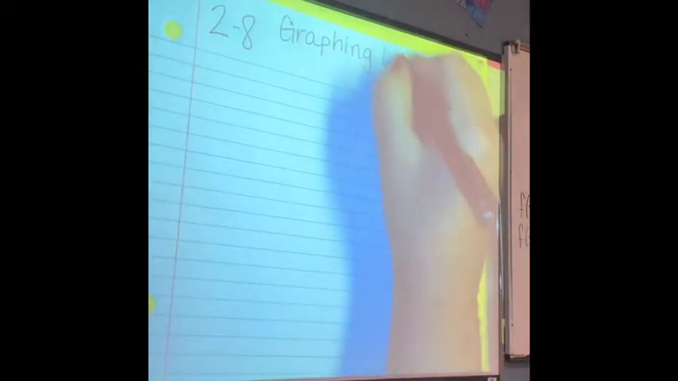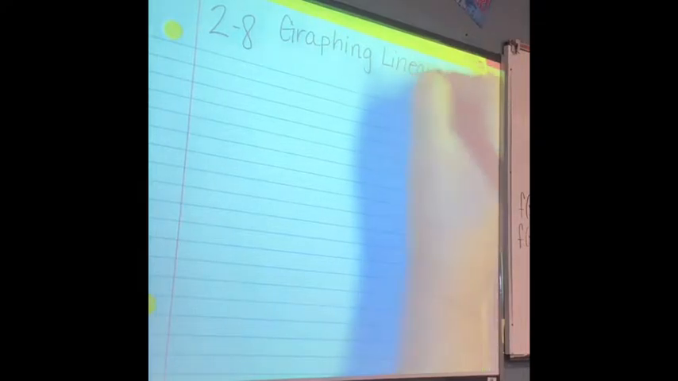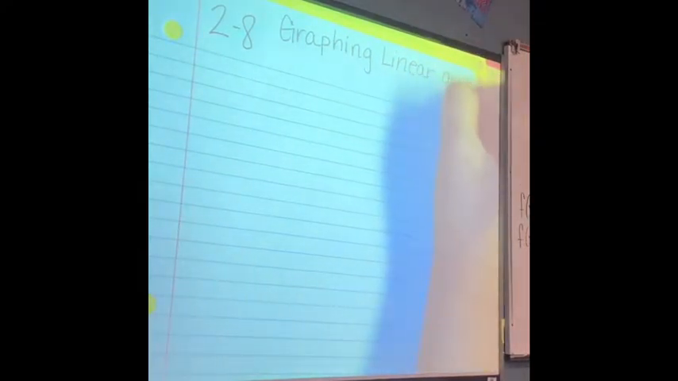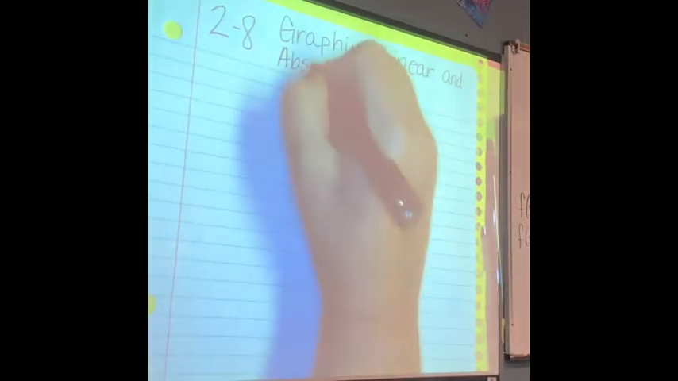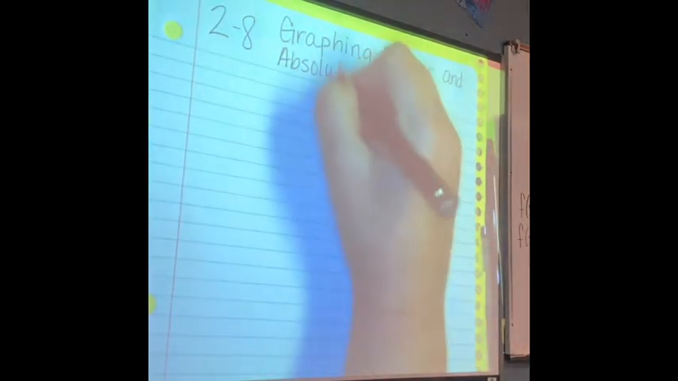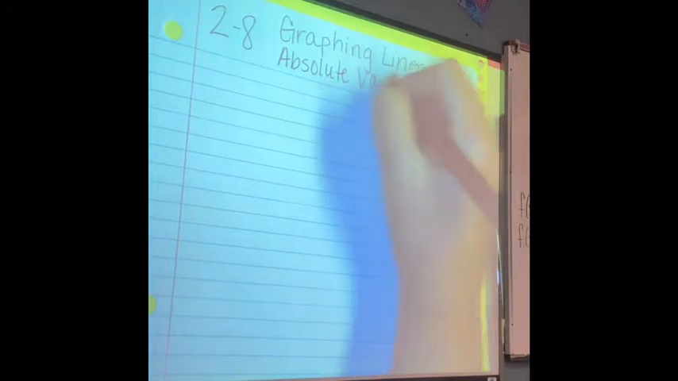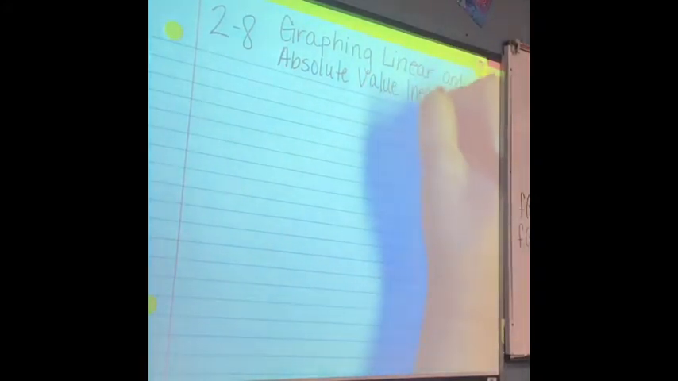Graphing linear and absolute value inequalities.